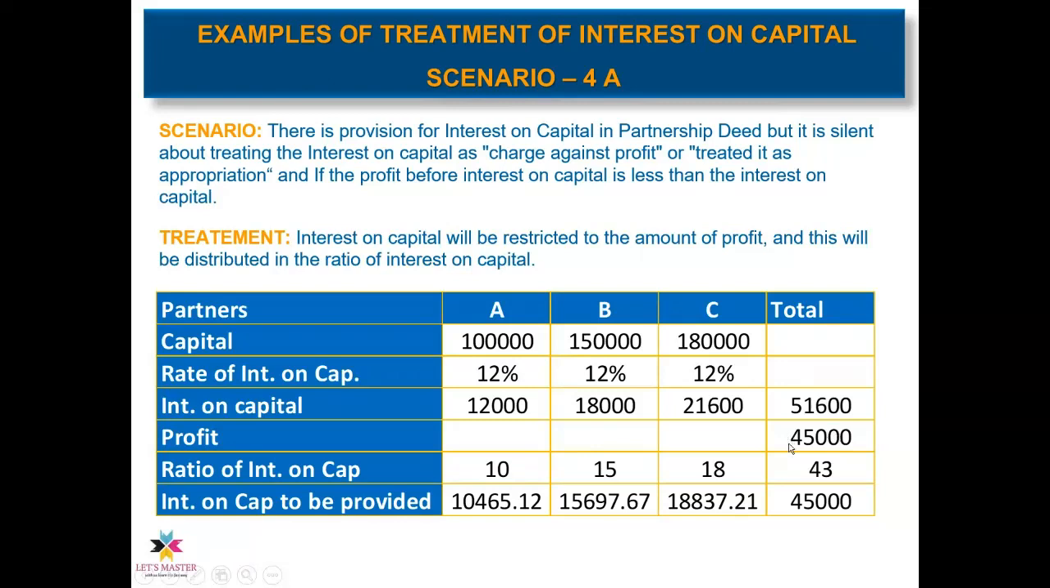So now this 45,000 would be distributed among the partners for interest on capital, and this will not be distributed in their profit sharing ratio, but in the ratio of their interest on capital. When we calculate the interest on capital ratio for these partners, it comes out to 10:15:18. So this 45,000 would be distributed among these partners in the ratio of 10:15:18.